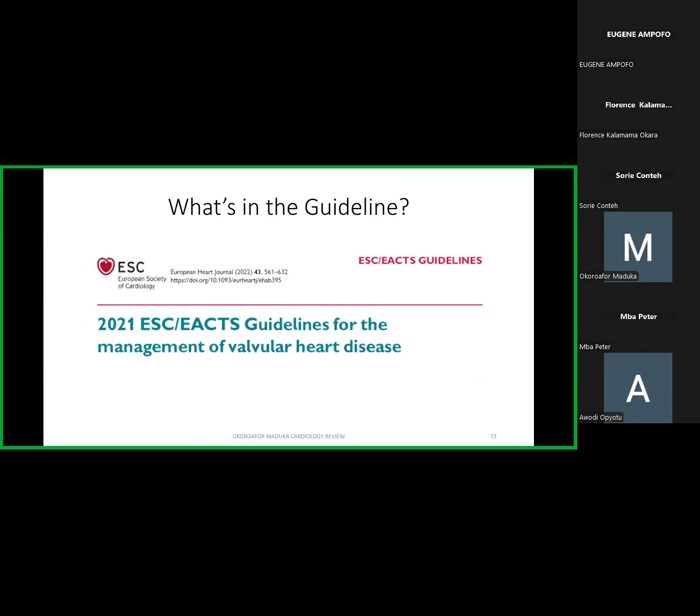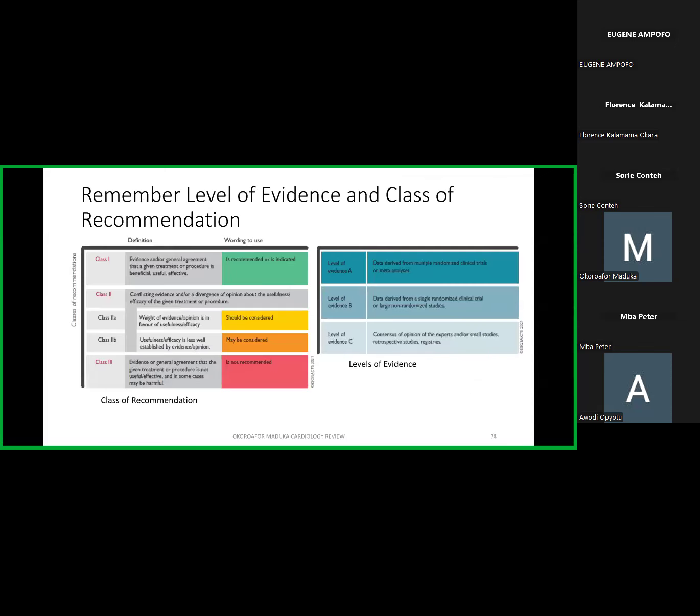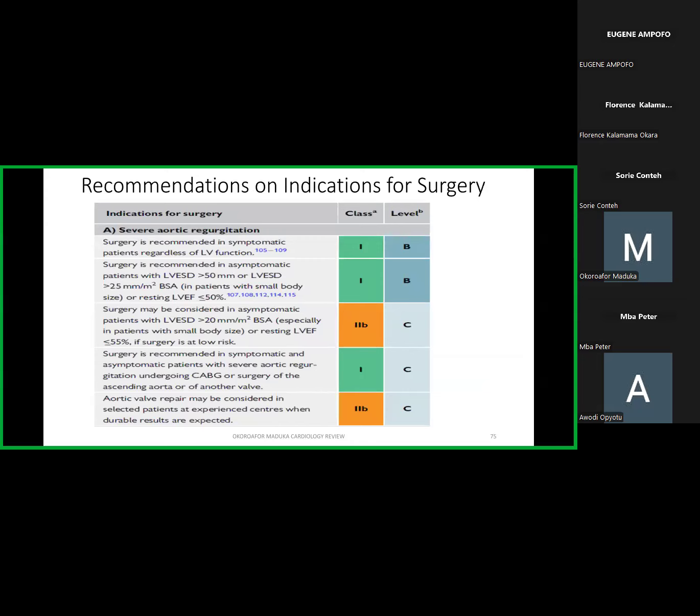So a few guidelines, okay, that is worthy of note. I'll just concentrate on the class 1 indications. The surgery is recommended in symptomatic patients, regardless of the left ventricular function, which is basically what I've said before. So you're looking at, in the staging, the class C2 and the D. Anything that falls within there, okay, surgery is recommended.